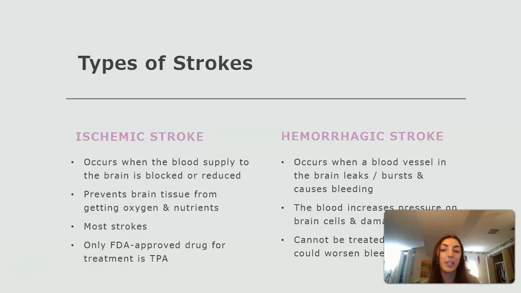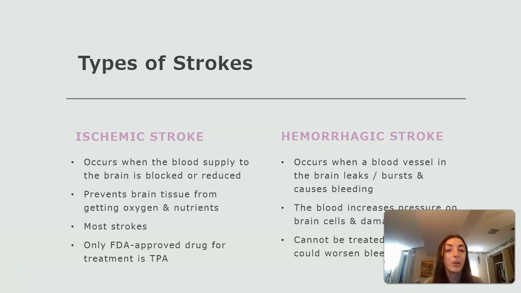There are two main types of strokes. One is the ischemic stroke, and this one occurs when the blood supply to the brain is either blocked or reduced, and it being blocked prevents the brain tissue from getting the oxygen and nutrients that it needs in order to function properly, and that's what causes the stroke. This type is what most strokes are, I believe 87%, and the only FDA-approved drug for treatment for this type is called TPA, which I will be getting into.